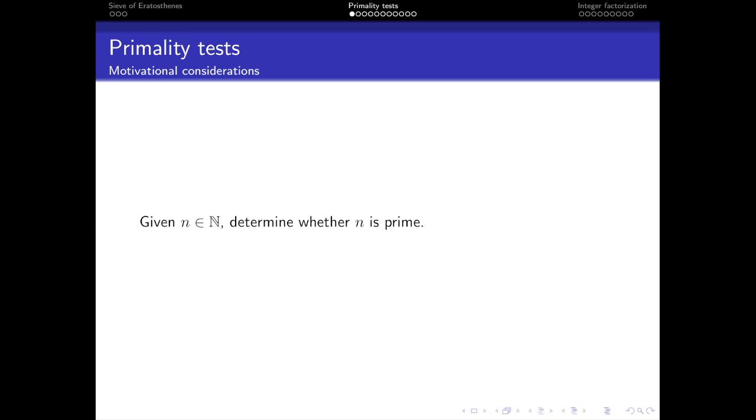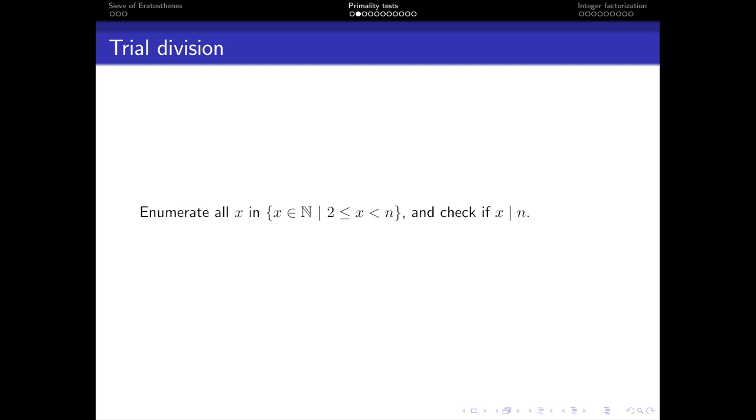Next, we have primality tests, and what's the actual goal we're trying to achieve is to check if a natural number n is prime. The simplest thing you can do is trial division, which means that we're given an interval from 2 to n, and we're simply enumerating all x and checking if x divides n. And if it happens to actually divide n, then we know that n is not prime, meaning it's a composite number.